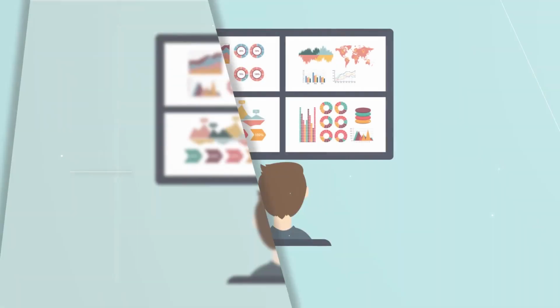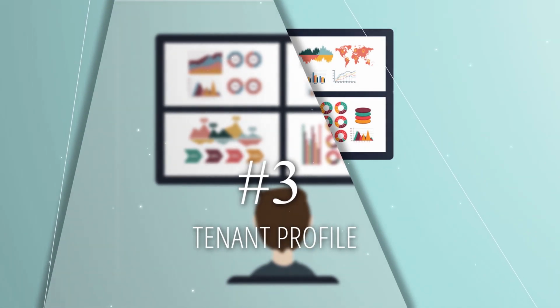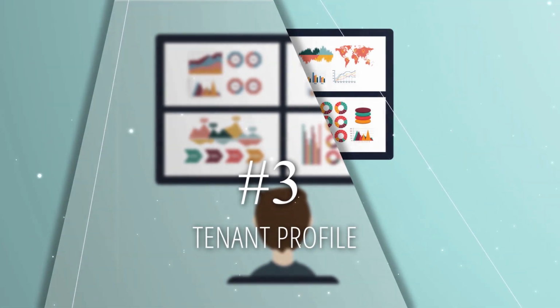So that would be step 3. Step 1 is mindset. Step 2 is know your product, know what you're selling. Number 3 is put yourself in your tenant's shoes. So you want to have a market segmentation, your target market profile, what your tenant is like.